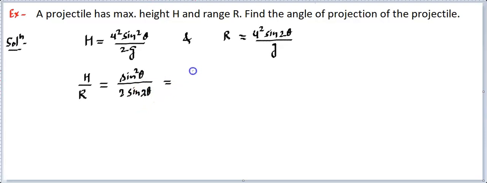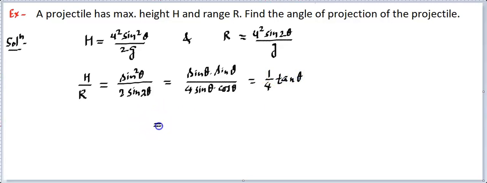Then you can write sine square theta as sine theta into sine theta, and write the denominator with the sine 2 theta formula. So 2 and 2 will become 4, and this will become sine theta into cos theta. Then you can simplify, and sine theta gets cancelled out. It becomes 1 by 4 tan theta.